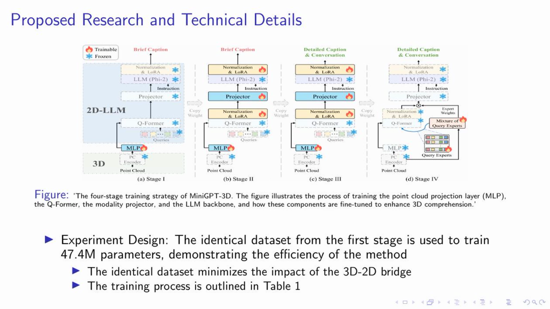Now, let's talk about our experiment design. We use the same dataset from the first stage to train 47.4 million parameters. This approach not only demonstrates the efficiency of our method, but also minimizes the impact of the 3D-2D bridge. For those interested in the specifics of our training process, we have outlined it in Table 1. In the next slides, we will further discuss the results and implications of our research.